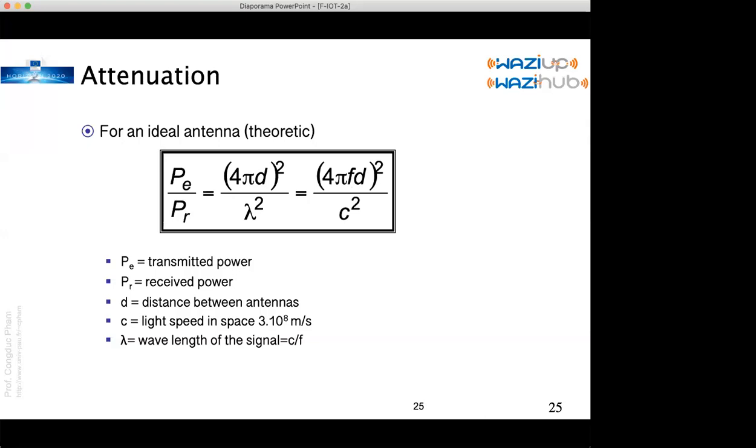So what does it mean high? Wi-Fi, for instance, is 2.4 gigahertz. It's already high frequency, okay? Most of the low power radios are working below the gigahertz frequency. So can be 800 megahertz, could be 400 megahertz. And obviously if you're using 400 megahertz, you have less attenuation than if you're using 800 megahertz because of this formula here, okay?